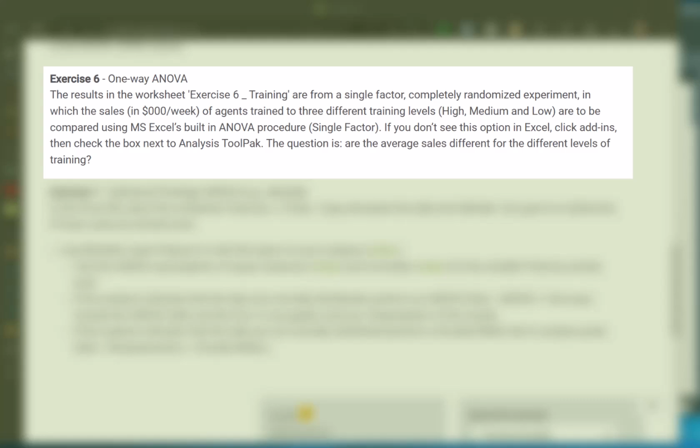In exercise 6, we're given a worksheet from a single factor, completely randomized experiment in which sales in thousands per week of agents trained to 3 different training levels, high, medium, and low, are to be compared using, in our case, BlueSky Statistics. The question is, are the average sales different for the different levels of training?